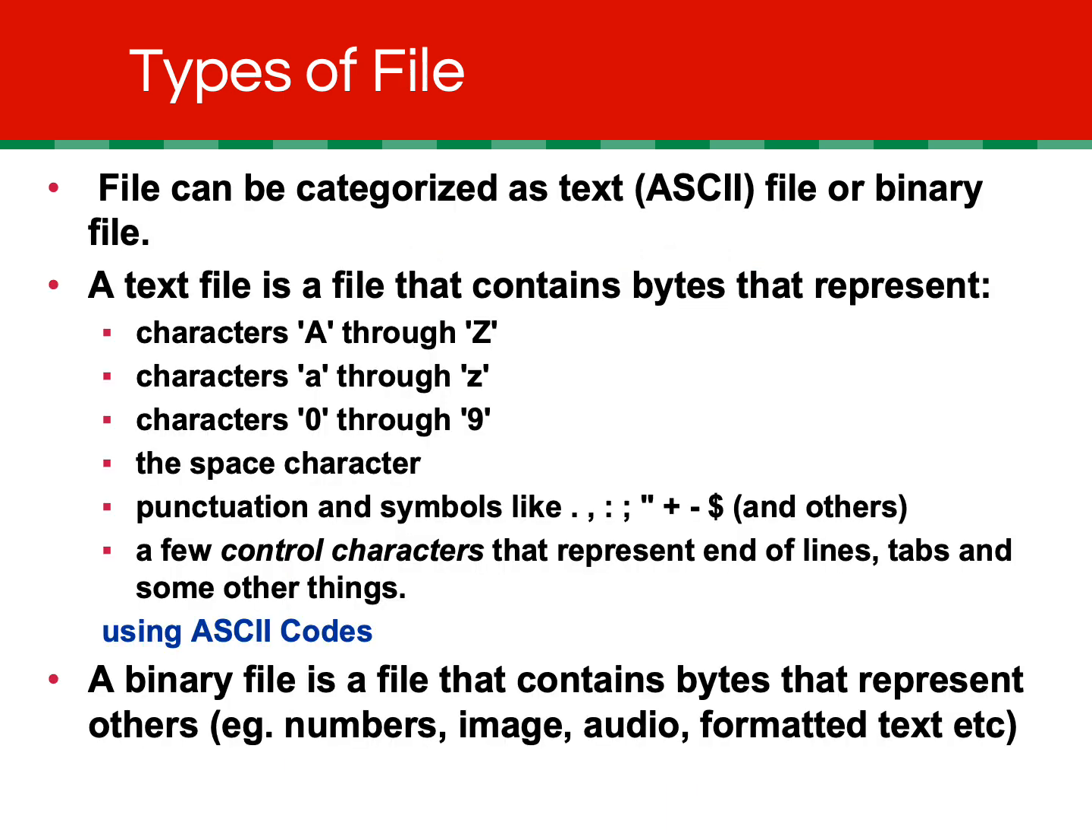File can be categorized as text or ASCII file or binary file. A text file is a file that contains bytes that represent characters A through Z, characters small letter a through z, characters 0 through 9, the space character, punctuation and symbols, and also a few control characters that represent end of lines, tabs, and some other things. So these texts are using ASCII codes. A binary file is a file that contains bytes that represent others, for example, numbers, image, audio, and formatted text.